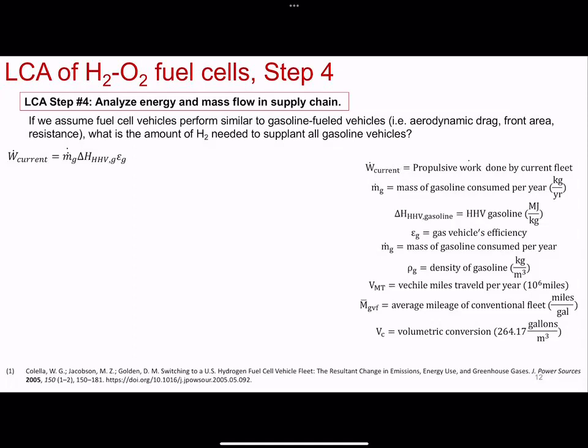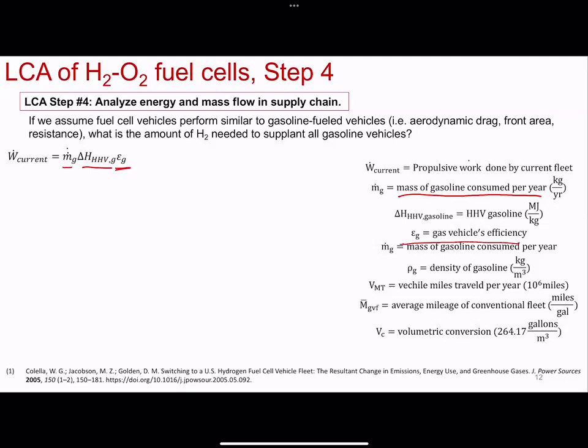So then you say, okay, well, the mass of gasoline consumed per year in kilograms per year, that's this M, multiplied by the higher heating value of gasoline. So you look this up as well in the data table, products minus reactants, you get your delta H, okay? And then also the efficiency, right?